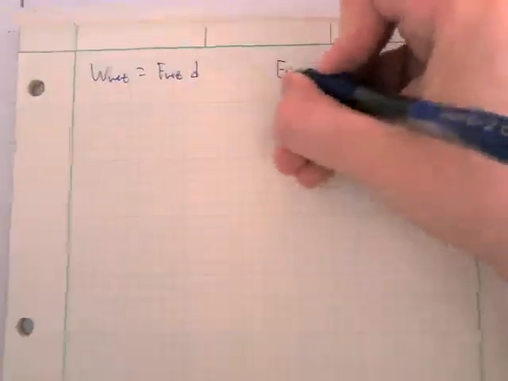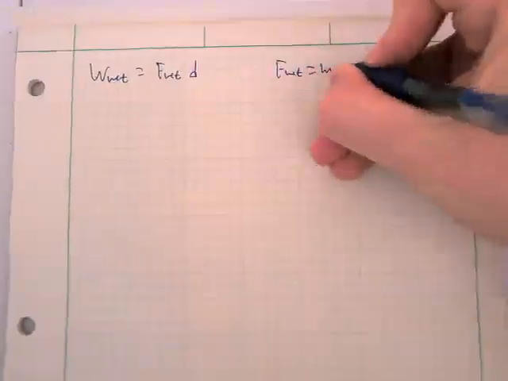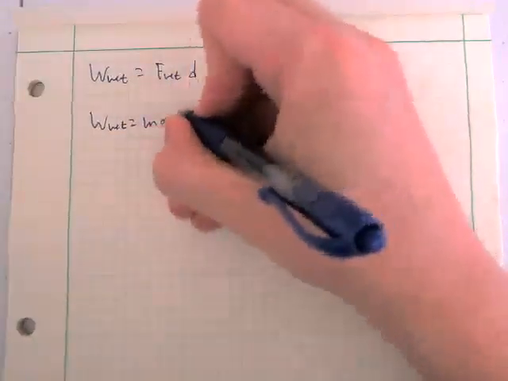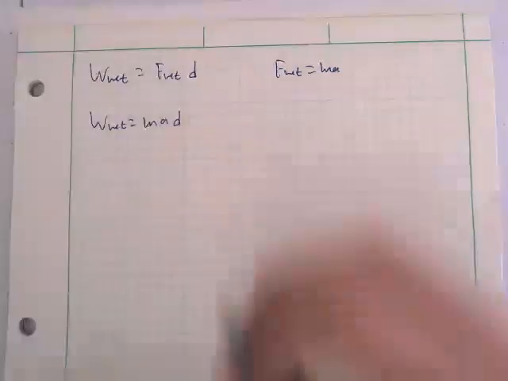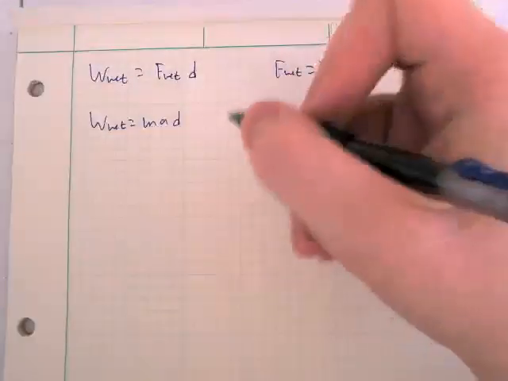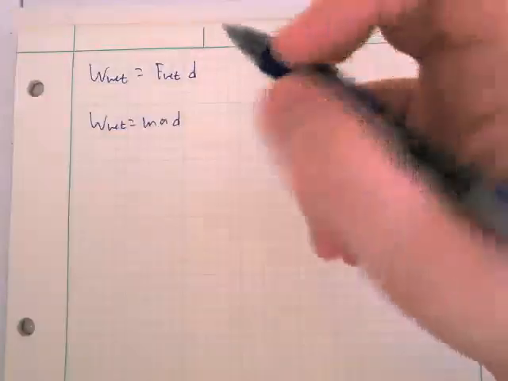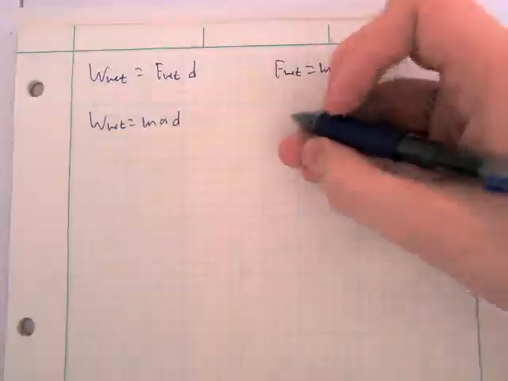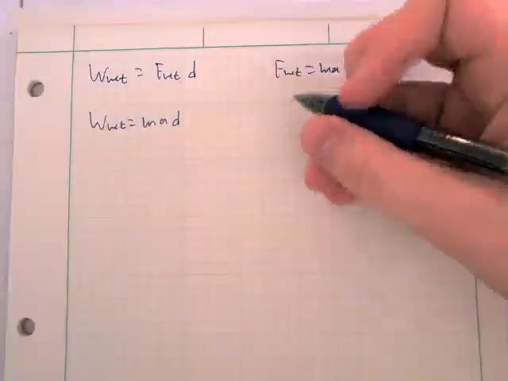What do we know that the net work is equal to? F net must be equal to ma. So this allows us to write the net work is equal to m times a times d. So this is also another correct way to write the net work being done: the mass times acceleration times the displacement. But let's tie this back to our kinematics and see what else we can learn.